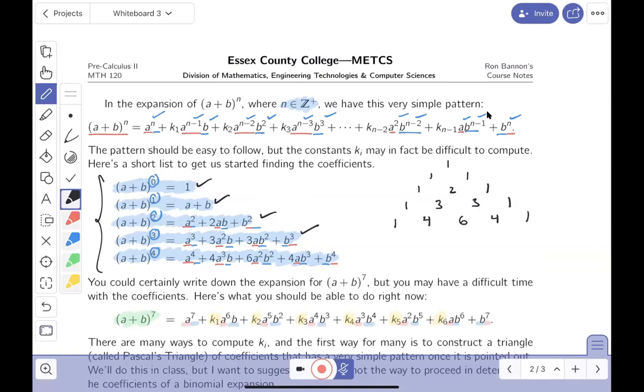What I could do is generate the next row by expanding (a plus b) to the 5th power. But I want to see if there's a pattern to it. What I've noticed is 1 entry, 2 entries, 3 entries, 4 entries, 5 entries. This would have 6 entries. So (a plus b) to the 5th power would have 6 coefficients. What do I notice? Along this edge, it always appears to be a 1. I'll write that down for you. And along this edge too, it always appears to be a coefficient of 1.